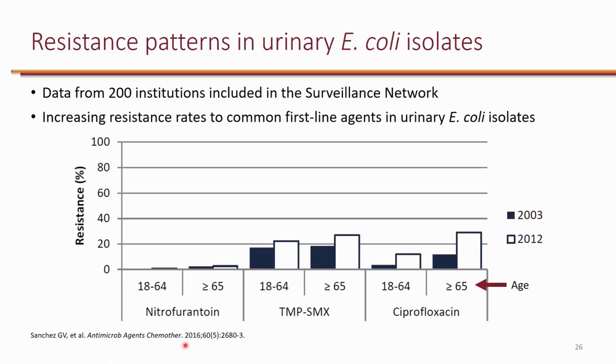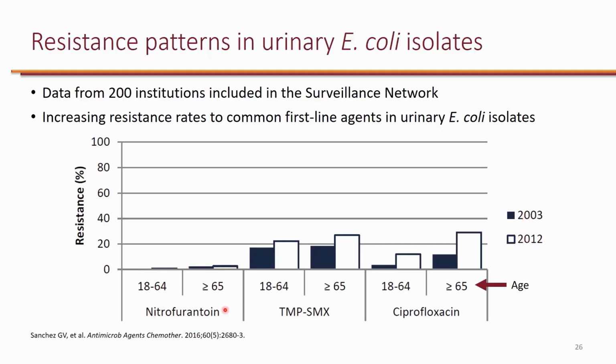And then they're comparing the rate in 2003 and what the rate was in 2012. And this was published in 2016. So it takes a few years to collect all this data and get it published. So that's why it goes up to 2012. So when you look at nitrofurantoin, you can see that there wasn't much difference. There was basically no significant increase in resistance rate between 2003 and 2012.